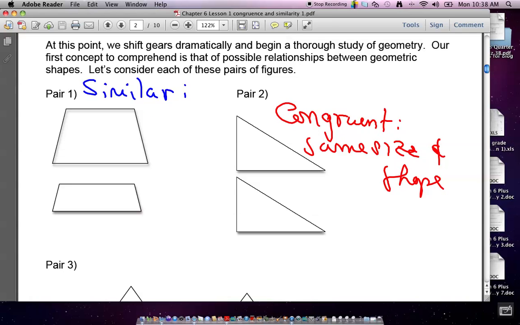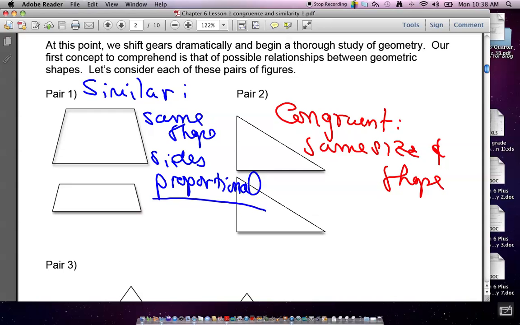Similar means same shape, which these do have, but it also means the sides are proportional, and it's not happening here. We'll talk more about proportional in a minute, but I just want you to have that definition written down: similar means same shape, sides proportional. In this case the sides are not proportional, so it's not similar. You did a lot of work with proportions last year.